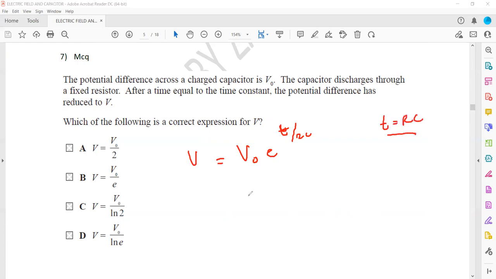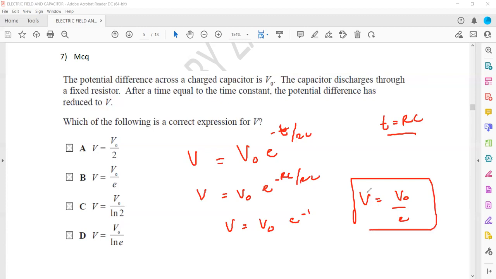we can say V is equal to V naught e raised to power minus RC over RC. So when we simplify, V is equal to V naught e raised to power minus 1. And e raised to power minus 1 will go in the denominator, so V is equal to V naught divided by e. So the voltage in the capacitor after a time equal to the time constant is V naught divided by e. That's why option B is the right answer.